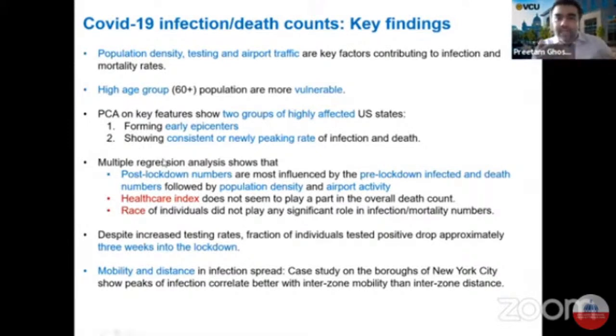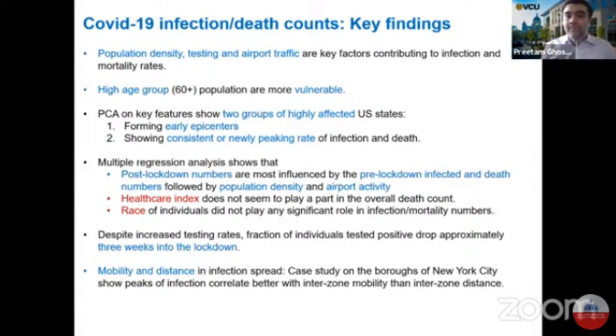Now, if you divide up the data between pre-lockdown and post-lockdown, basically we saw that post-lockdown numbers are most influenced by pre-lockdown infected and death numbers, followed by population density and airport activity. Now, what do we mean by that? So if you divide up the data set pre and post-lockdown, it is basically telling us that if you're trying to create a lockdown policy of how long your lockdown should be and when to impose the lockdown, these are the two decisions we have to make, right?